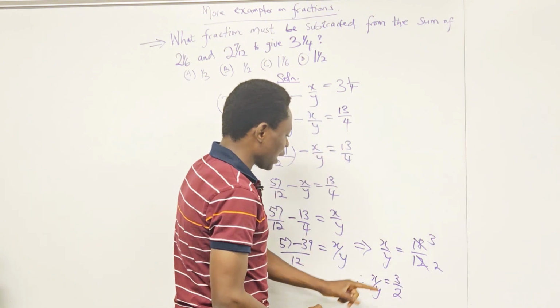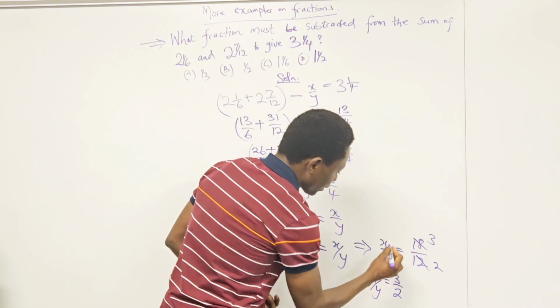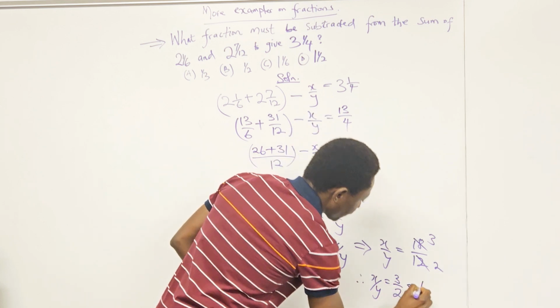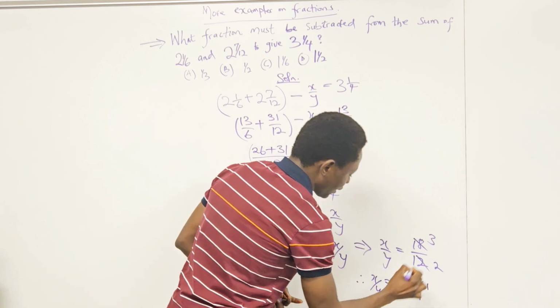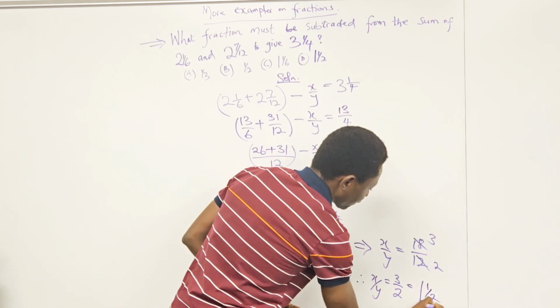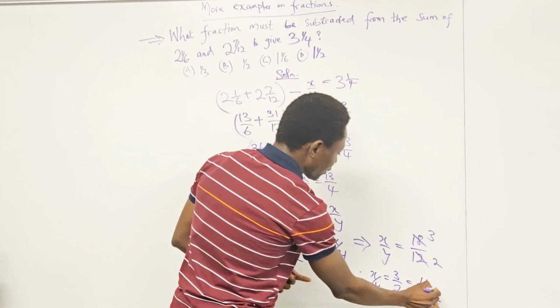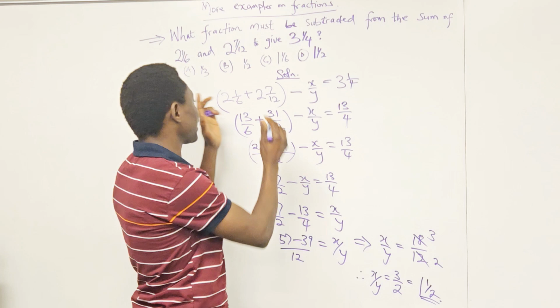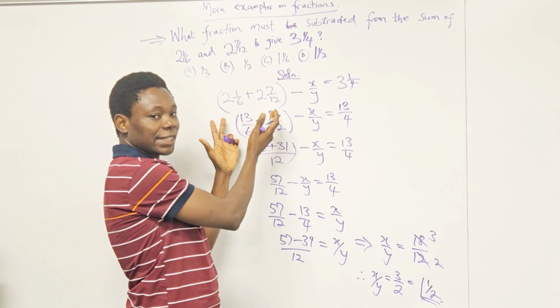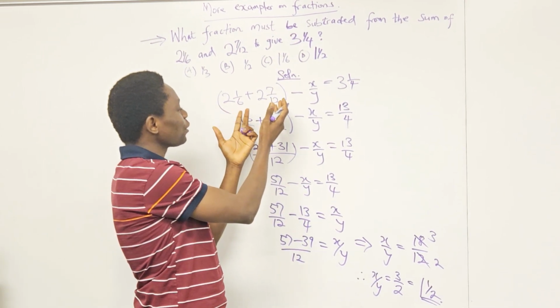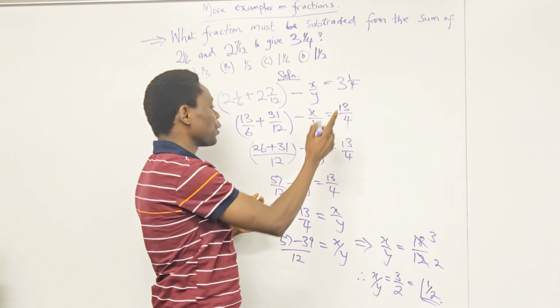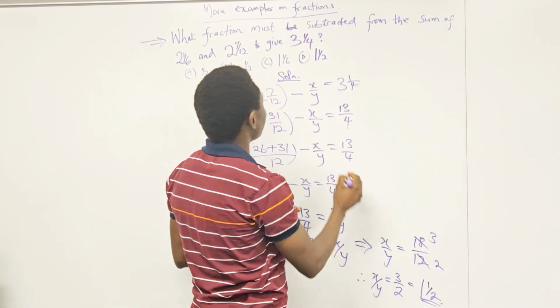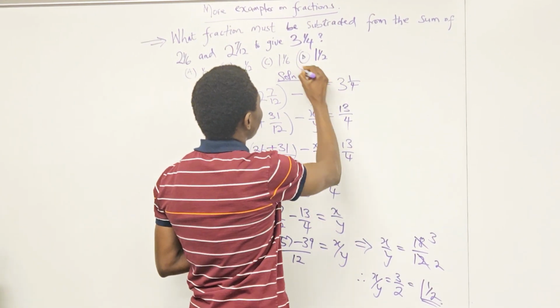Now, converting it back to a mixed number, 2 can go into 3 once, remainder 1 over 2. So 1 whole number 1 over 2 is the fraction that must be subtracted from the sum of 2 whole number 1 over 6 and 2 whole number 7 over 12 to give us 3 whole number 1 over 4. So the correct answer is option D.